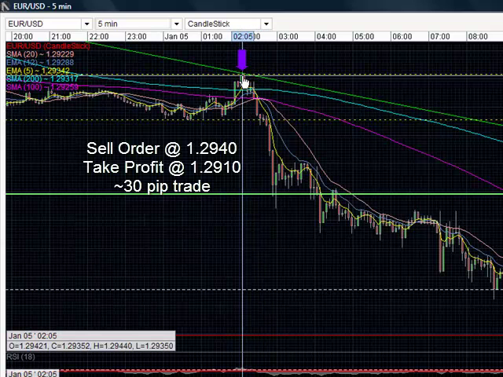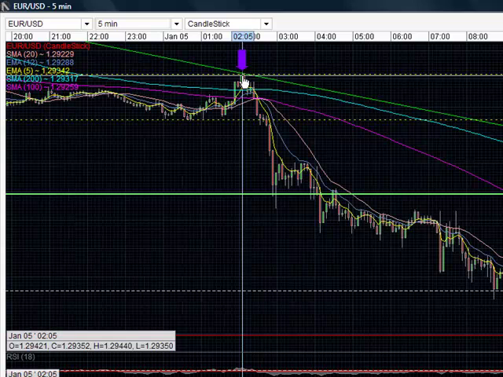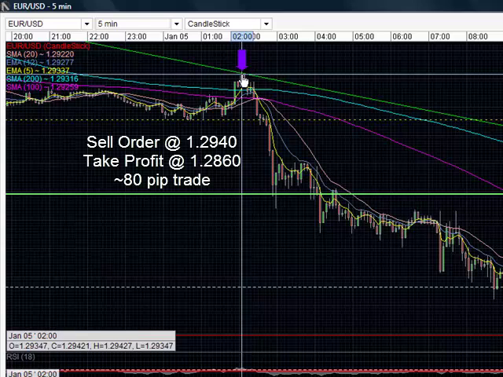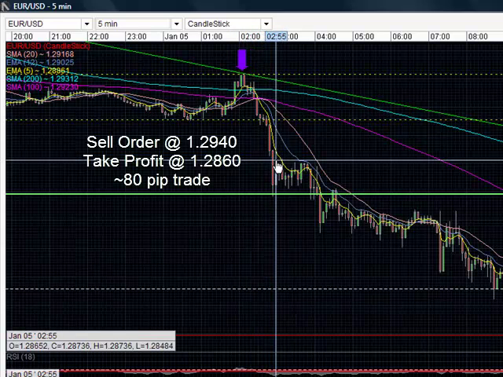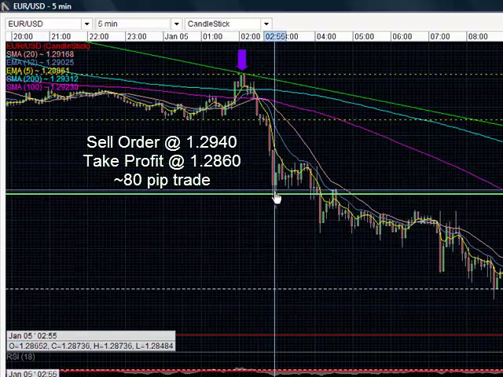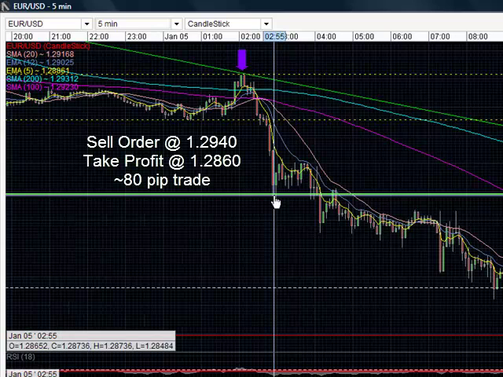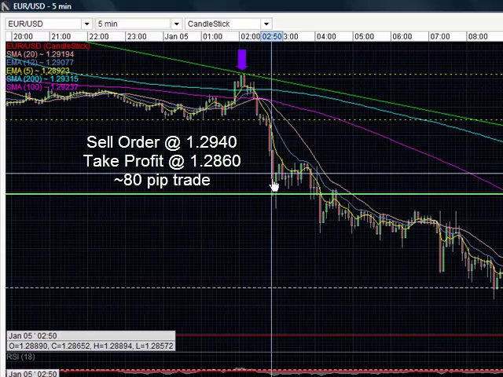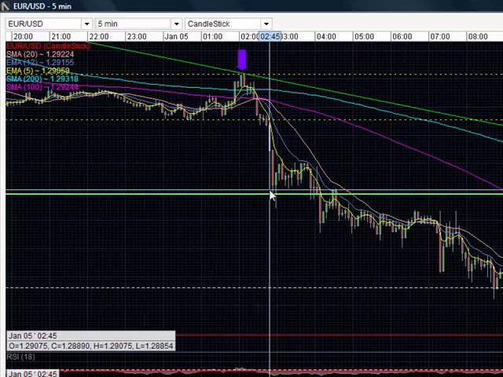Or what you could have done, you could have placed your short here and held onto it. If you were a little bit riskier, you could have held onto it and closed it at last year's low at 28.58 for about an 80 pip trade. So that's what you could have done earlier if you were looking at your chart during that time.